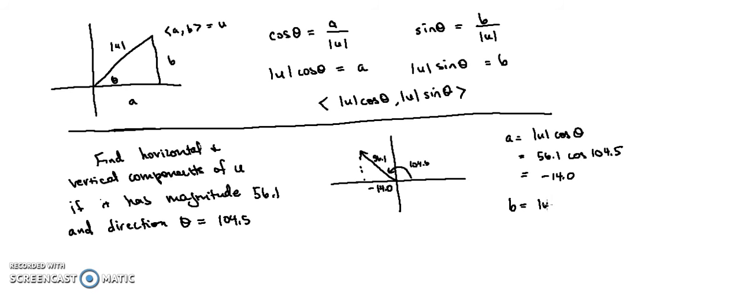Okay, doing similar for B, we've got u sine theta. So that's going to be 56.1 sine 104.5, and that is going to be equal to 54.3. Okay, so this side is 54.3, and that makes sense, negative, positive, that puts us in the second quadrant. So we could write the vector as negative 14.0, 54.3.